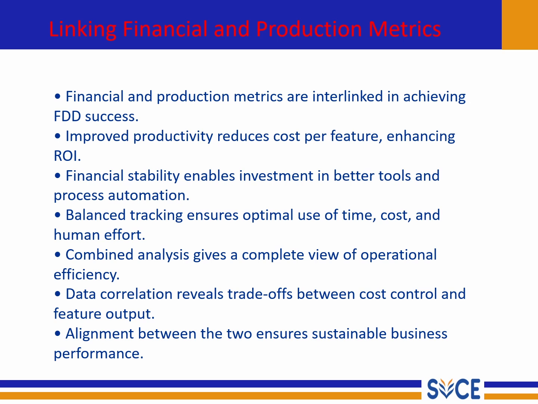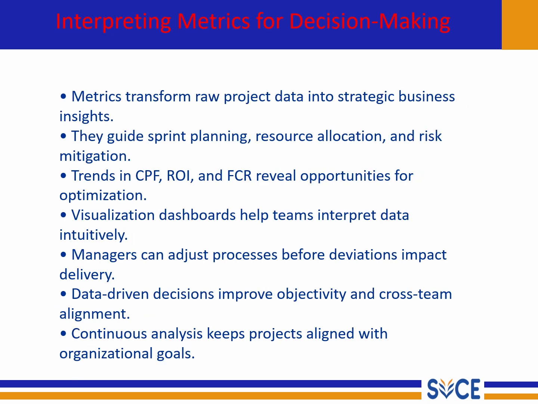So balanced tracking ensures the optimal use of time, cost, and human effort. Combined analysis gives a complete view of operational efficiency. So data correlation reveals the trade-off between cost control and feature output. So alignment between the two ensures sustainable business performance. In the next slide, the topic is interpreting the metrics for decision making.